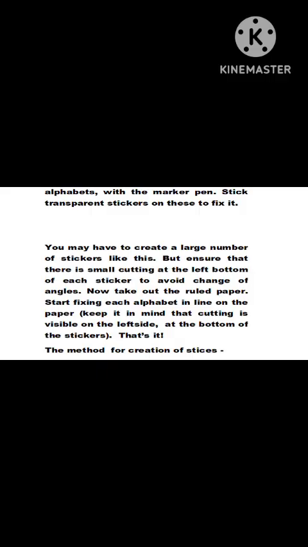Now take out the ruled paper. Start fixing each alphabet in line on the paper. Keep it in mind that the cutting is visible on the left side at the bottom of the stickers. That's it. The method for creation of the stickers.